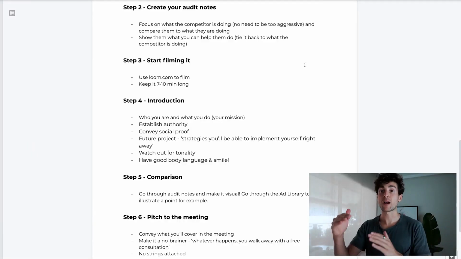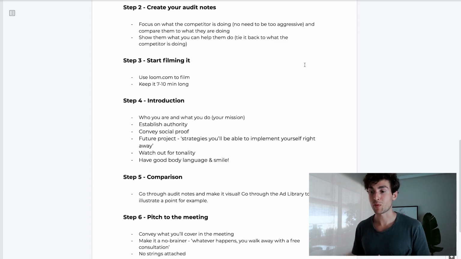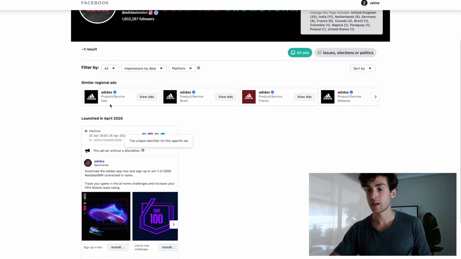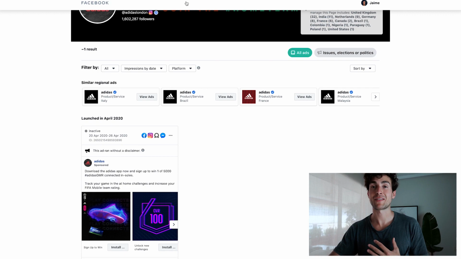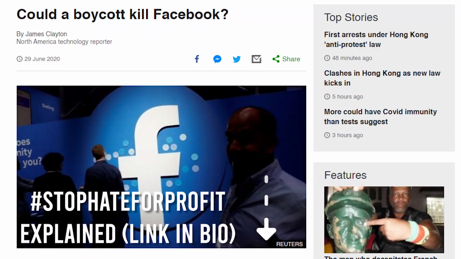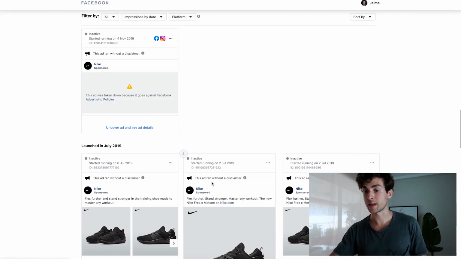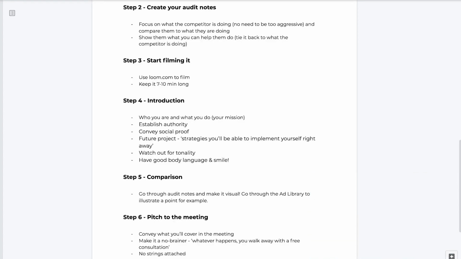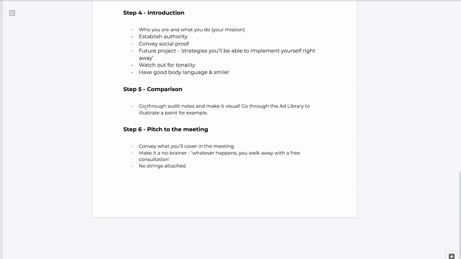The fifth thing is you want to go ahead and read through your audit notes, literally like I'm doing right here, and you want to go through the comparison. And so to illustrate the points that you're covering, I recommend that you actually hop on the ad library. So for example, if I'm doing Adidas, I would go ahead and hop on Adidas ad library, right? And I would basically show them how they don't have any ads running, which is pretty weird. It's probably because of the Stop Hate for Profit campaign. Then I would show them how Nike is running ads, right? And I can show them the ads that they're running, and I can illustrate whatever point I covered in the audit note. So that is the comparison.